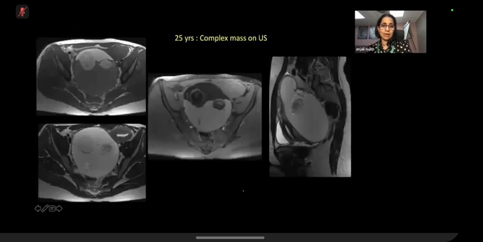Okay, so this is another case of a dermoid, with another complex mass which was seen on ultrasound. We can see there is a fat component which is getting suppressed on the T1 fat saturated images. So this is a T1 bright signal getting suppressed on T1 fat saturated. And so this is again a dermoid cyst.